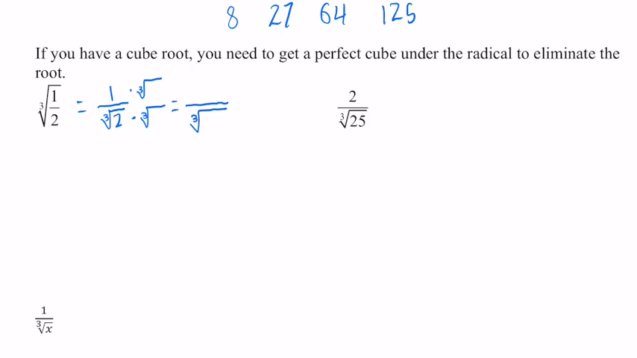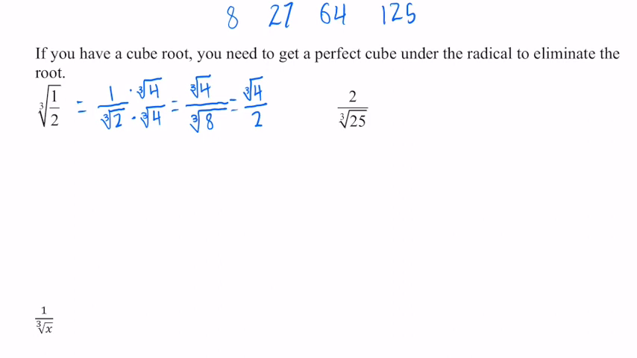Here, we can turn 2 into 8 by multiplying it by 4. So if we multiply the top and the bottom here by the cube root of 4, we would end up with the cube root of 4 over the cube root of 8, and the cube root of 8 is 2. So the cube root of 4 over 2 would be our answer.